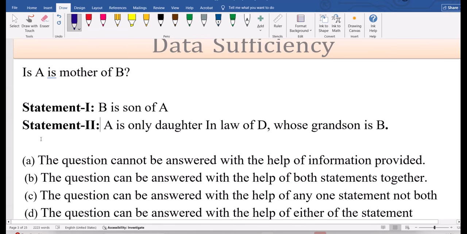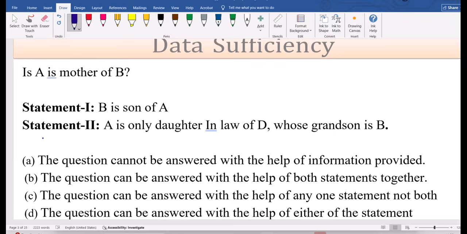Is A mother of B? Is A mother of B? See, we have to give the answer yes or no, that's it. Maybe A is father of B also, fine, no problem. But yes or no, can we answer or not? That's what the question is. Is means yes or no, we have to say yes or no, like that.